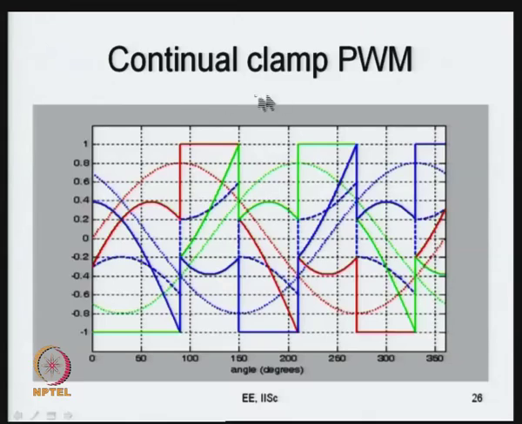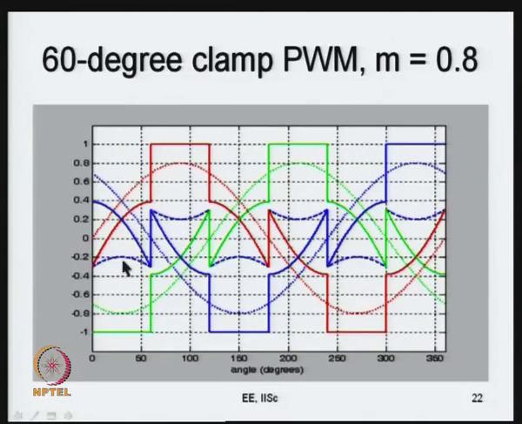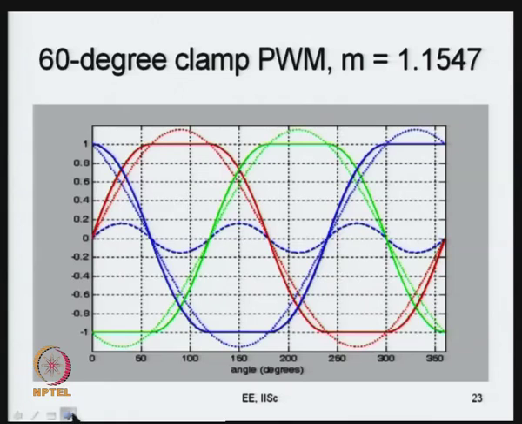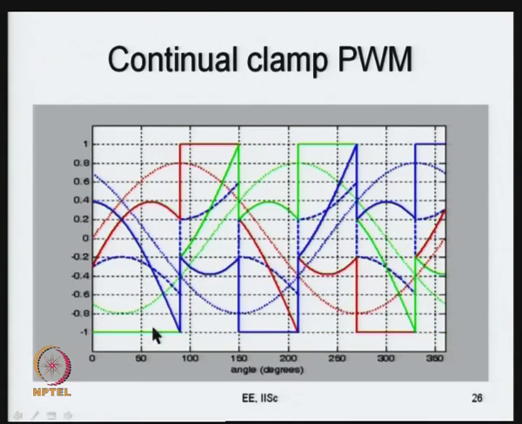Why do we call it continual clamp PWM? In all these cases, a phase is getting clamped continually for a 60 degree duration. That is what you can clamp it for. If you clamp it for 120 degree duration, there will be an uneven loading of the top and bottom devices. So, it is clamped continually. Alternatively, this 60 degree duration can be split into two parts, and that is what we would call split clamp PWM in the next few slides now.